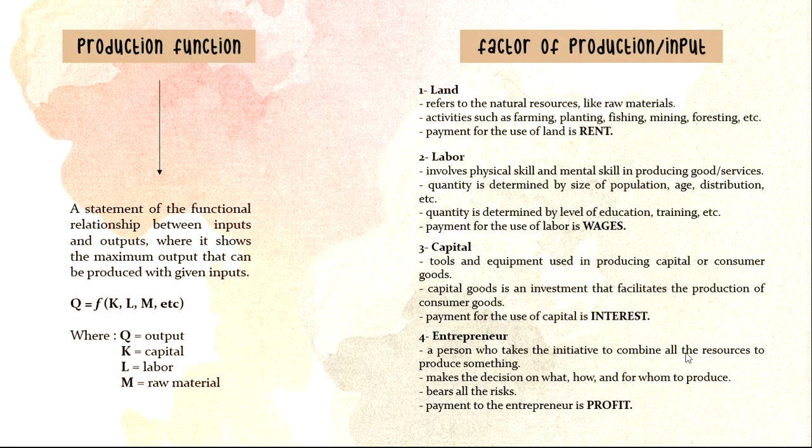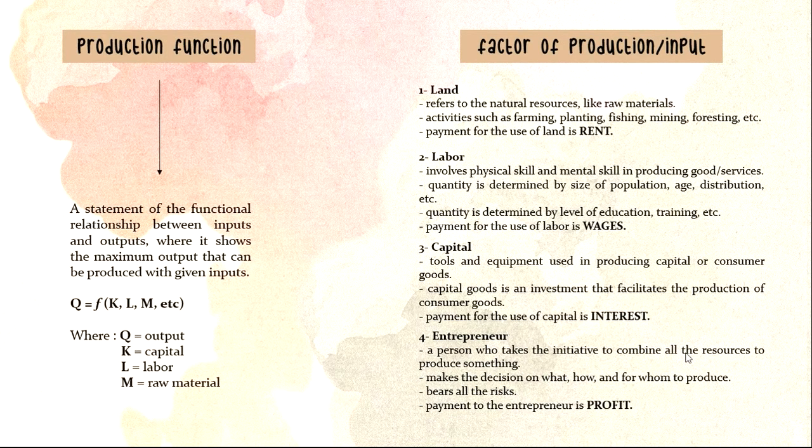Production function is a statement of the functional relationship between inputs and outputs, where it shows the maximum output that can be produced with given inputs. So the function is Q, which is output. Q equals a function of capital, labor, and raw material.